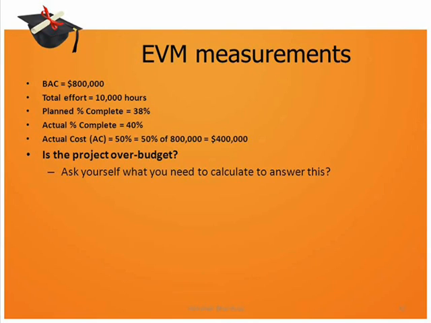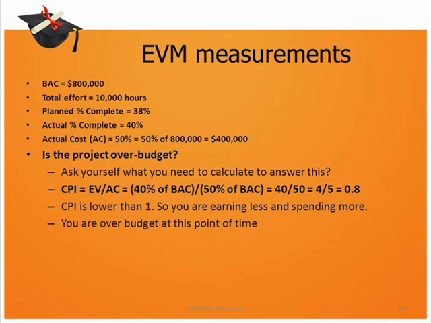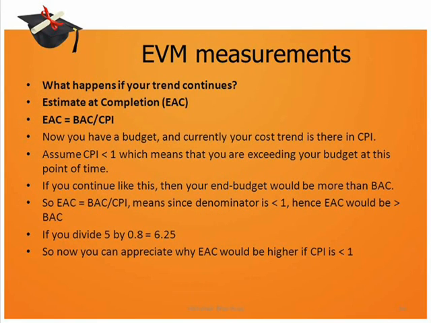So the question here is your project over budget? So again, think what you need to calculate to answer this question. So we can either have a look at a difference formula for cost, which is cost variance, or we can have a look at the ratio formula, which is CPI. So going by CPI, which is equal to EV by AC, in this case it is equal to 40% of BAC divided by 50% of BAC, simply 40 by 50, which gives us a value of 0.8, which means that your CPI is lower than 1. In other words, it means that you are earning less and spending more. You are over budget at this point of time in the project when you are doing this analysis. We have seen one forecasting formula, which is your TCPI.